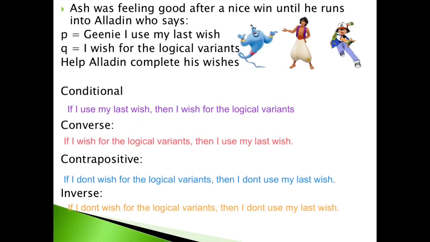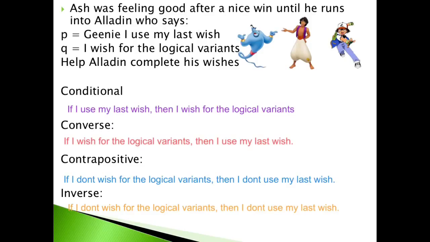For the converse, we're going to take these two statements and switch them. So we get, if I wish for the logical variants, then I use my last wish. For the contrapositive, we would switch them and negate them. So if I don't wish for logical variants, then I don't use my last wish. And then finally for the inverse, you would say if I don't use my last wish, then I don't wish for logical variants.